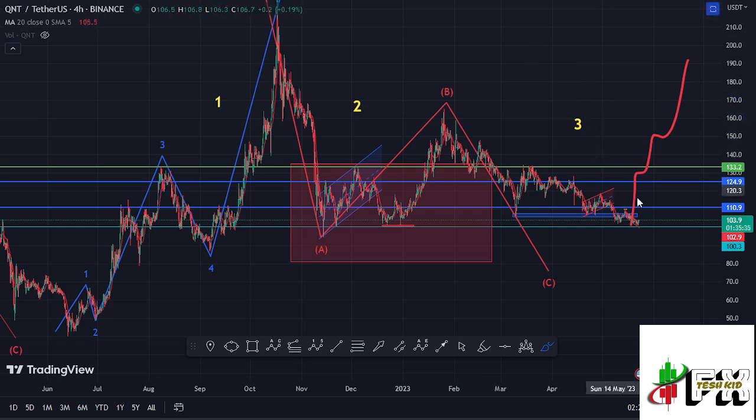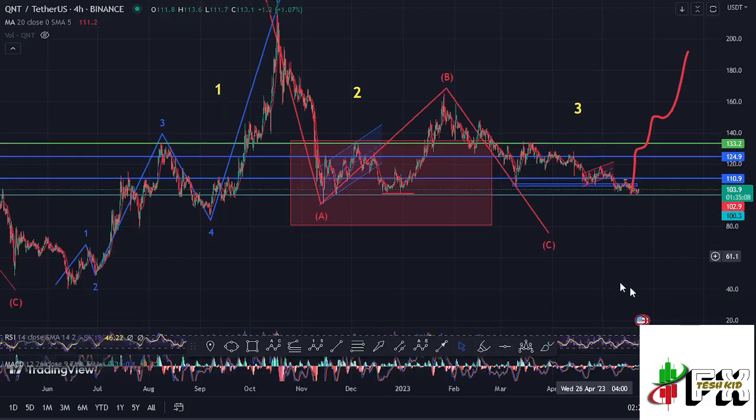But as long as we continue holding below significant areas of resistance like the $110.9 mark, I'm still focusing on the downside, expecting one more leg down in the formation of these higher Elliott wave count 2. And if that plays out, that will be another perfect entry to get back into Quant to ride that massive pump in the formation of that wave 3.